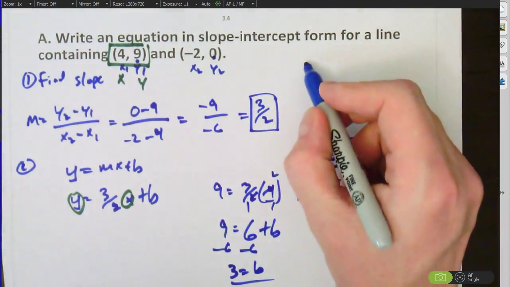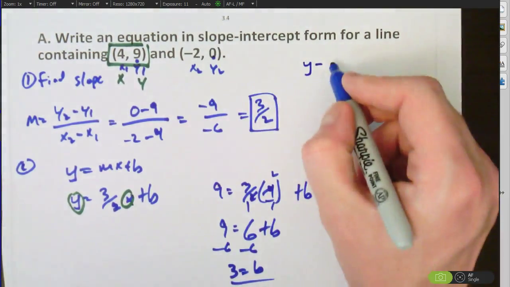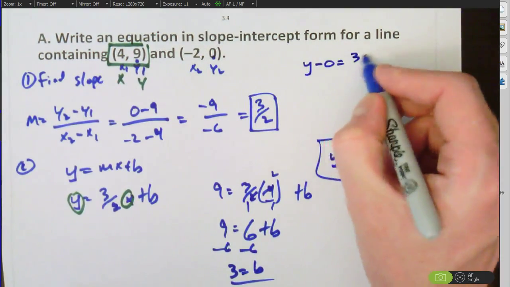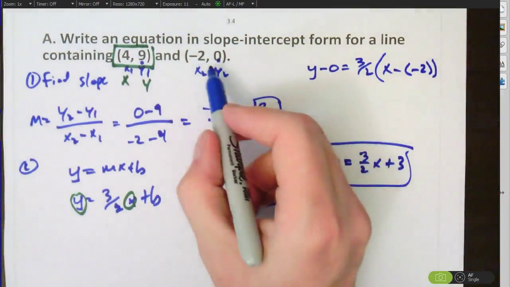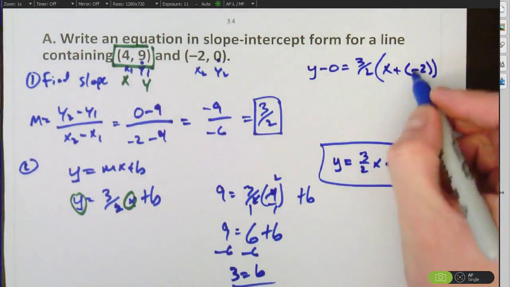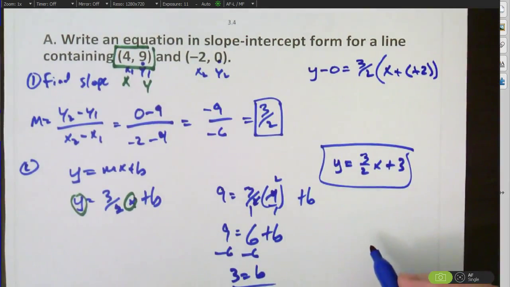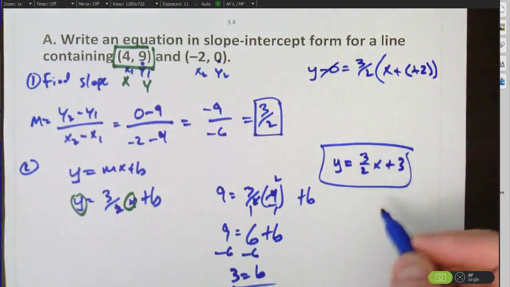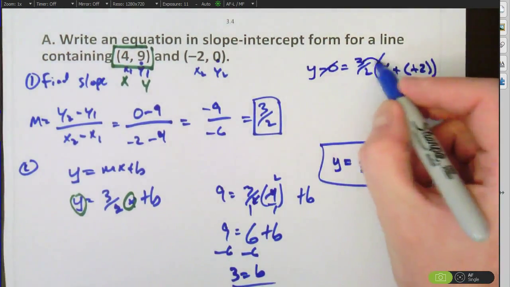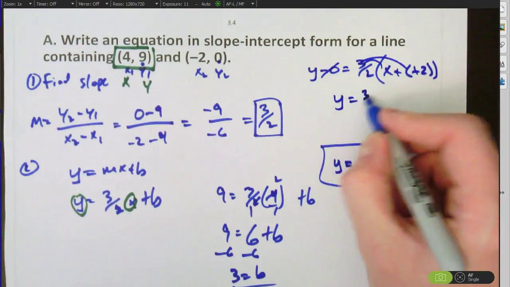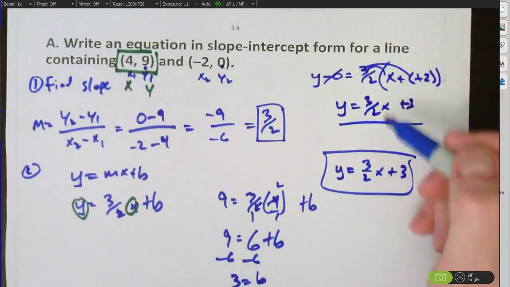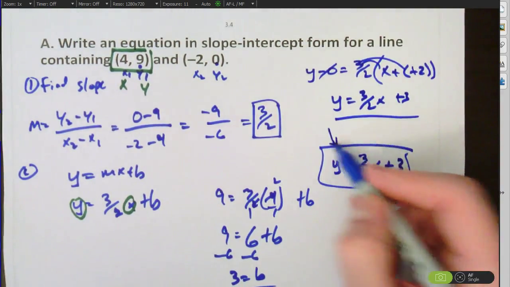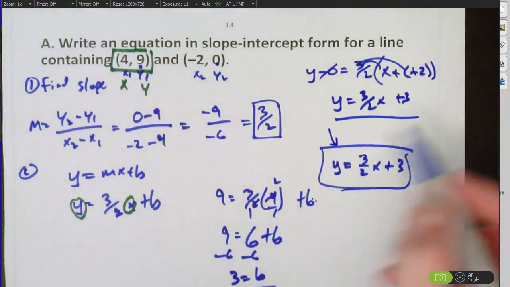You could have also done point slope, where you said, okay, y minus y equals the slope times x minus x, and use this point here, and just done all the point slope business. It would give you the same thing. This would just drop away because y minus 0 is y. Distribute to that, we get y equals 3/2 x, and then 3/2 of 2 is 3. So either way, it doesn't matter how you go about it, but this is the way I traditionally do it. I solve for b and then plug it back in.